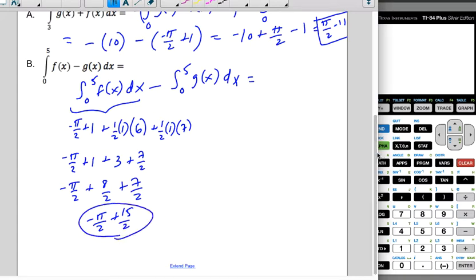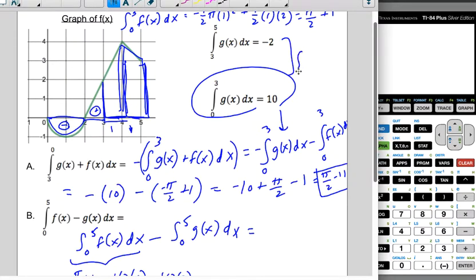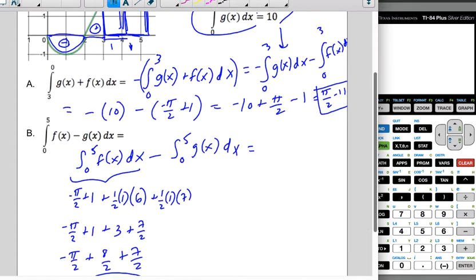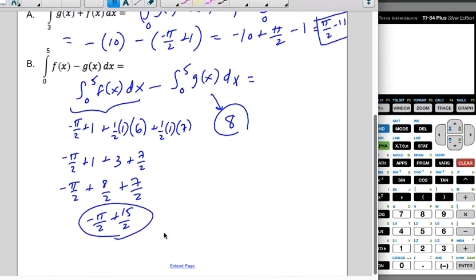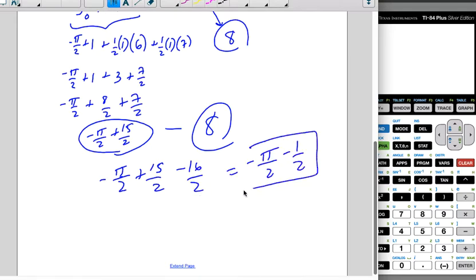That's this piece. And then for 0 to 5, I'm going to have to recognize that 0 to 5 is the sum of these. The integral from 0 to 5 of g of x dx would be this thing plus this thing, right? So 10 plus negative 2 is 8. So after all that, I get that this thing is an 8. So those are the two pieces. I'm going to get negative pi over 2 plus 15 halves minus 16 halves, right? Which seems to be negative pi over 2 minus 1/2.